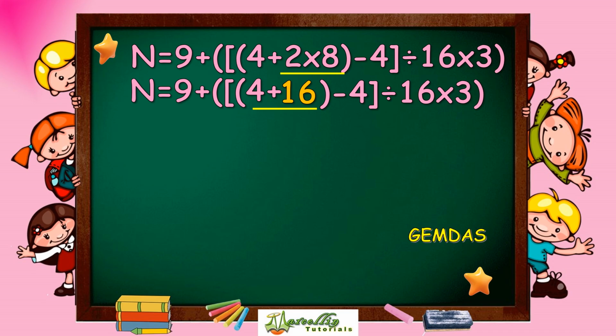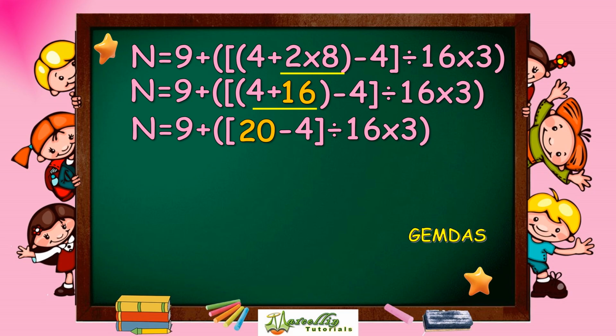Let's copy again the numbers on the left, which is 9. Then the result for our 4 plus 16, which is 20. Then let's copy the numbers on the right. Now we have only 20 minus 4 inside our bracket. Let's solve that one.